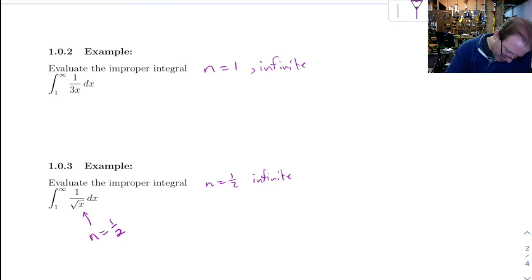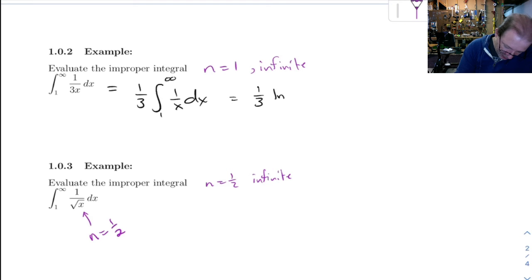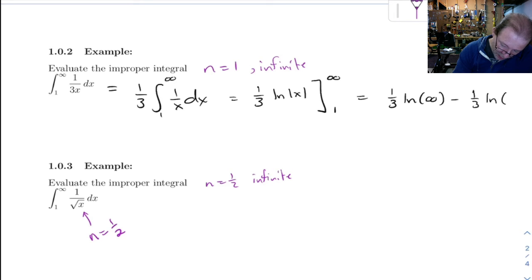Now for this problem here, first up, I would move the 1/3 out front, get 1 over x dx, still from 1 to infinity. And if we integrate 1 over x, we get ln x from 1 to infinity. And then we can plug in our endpoints. We get 1/3 ln of infinity minus 1/3 ln of 1.